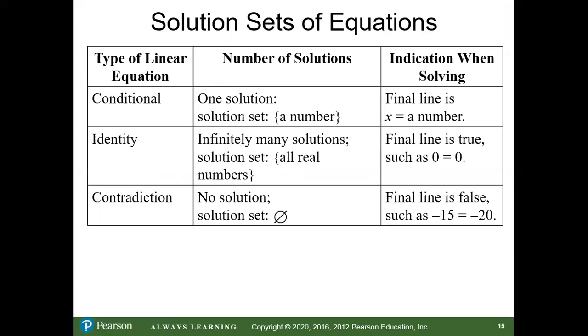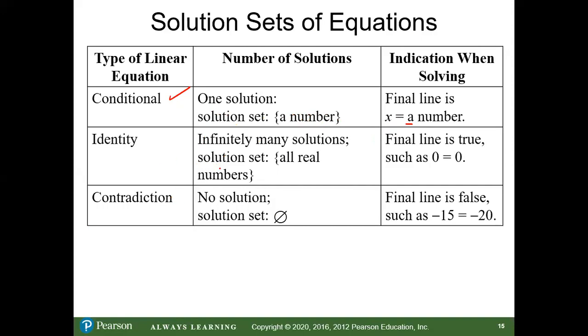So there are 3 types of solution sets of equations. So far, we have seen this guy, the conditional equation, which means we get an answer. We get one number inside this solution set. We get x is equal to, bam, whatever that number is, one and only. Those are the equations that we've solved so far. There are 2 other types of equations.